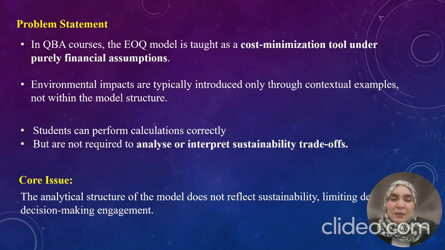In quantitative business analysis courses, models such as the economic order quantity are taught purely under financial assumptions. Environmental impacts are typically introduced within the context of the model, but not the structure of it. As an implication, students can perform calculations correctly, but they are not practicing how to analyze and interpret sustainability trade-offs. So the core issue is that the analytical structure of these models doesn't reflect sustainability, which constrains deeper involvement in the decision-making process.